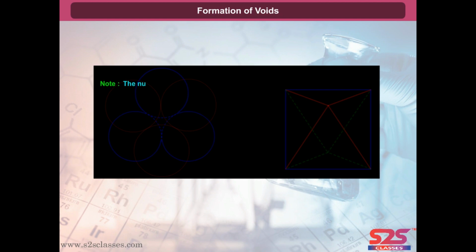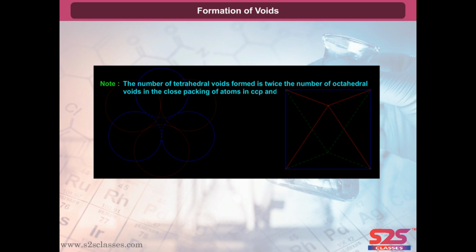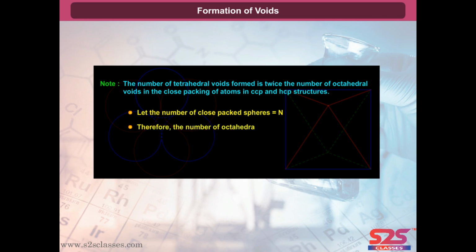Note: the number of tetrahedral voids formed is twice the number of octahedral voids in the close packing of atoms in CCP and HCP structures. Let the number of close packed spheres be n. Therefore, the number of octahedral voids is equal to n. Thus, the number of tetrahedral voids is equal to 2n.